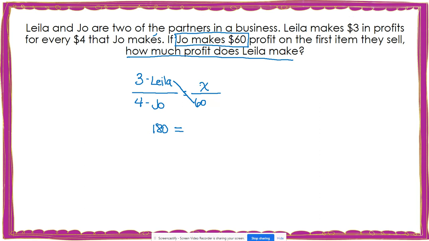Next, we would multiply the numerator from the second ratio by the denominator in the first ratio. So x times 4 would give us 4x. Now, all we would need to do is solve for x using inverse operations. Since x is being multiplied by 4, I know that I need to divide by 4 on both sides of my equation. If I divide by 4, 180 divided by 4 will give me 45. These 4's will cancel and leave me with x. This means that if Joe makes a $60 profit, Leila makes a $45 profit.